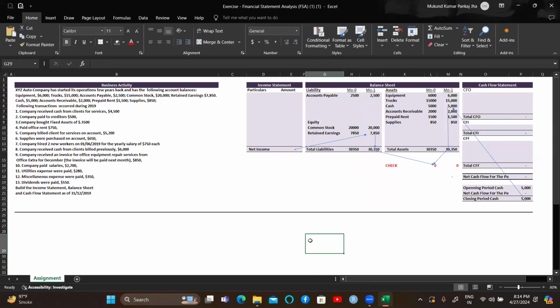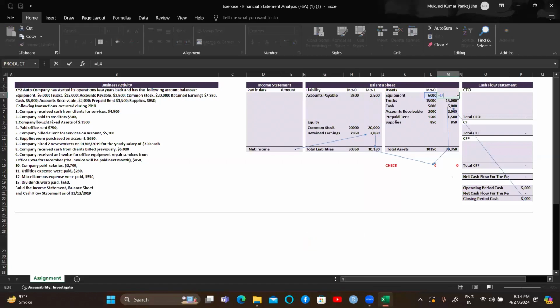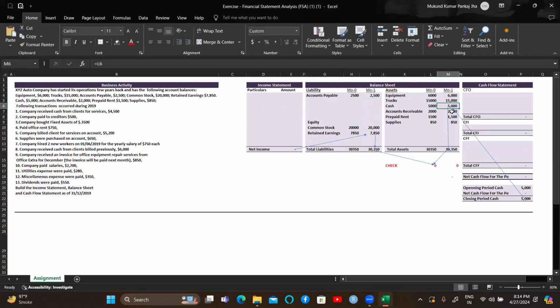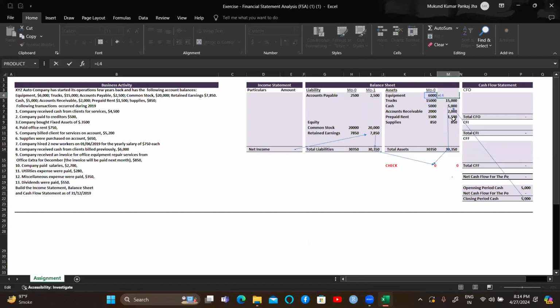What would be the opening balance for next day? The opening balance for next day would be 1 lakh rupees, the closing balance of the previous day. And this is what we have done. We have mentioned the opening balance. We will make some adjustment and come to the closing balance.